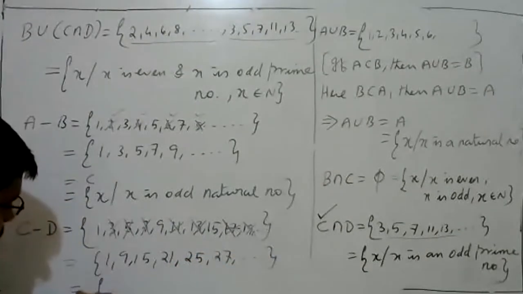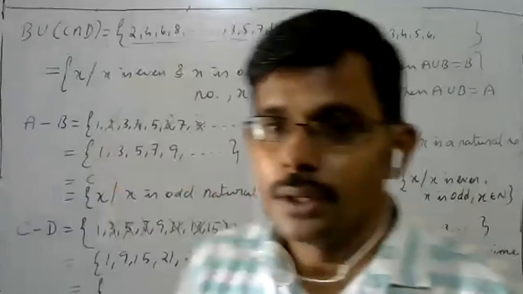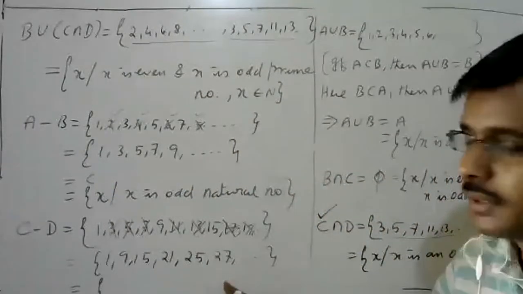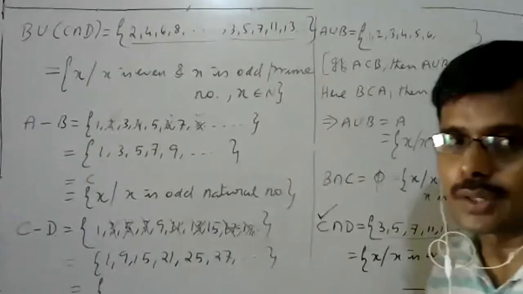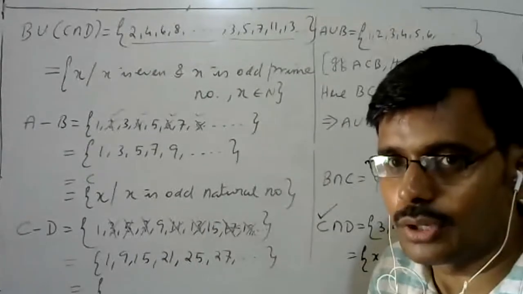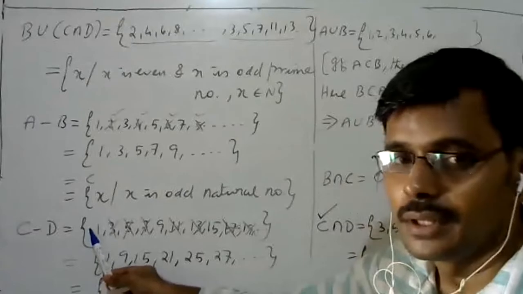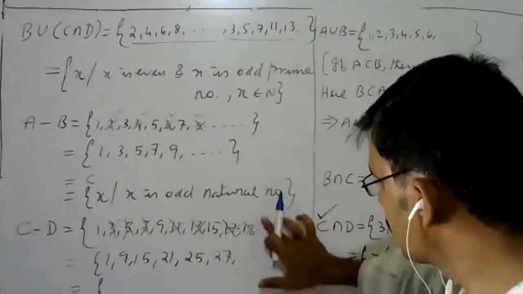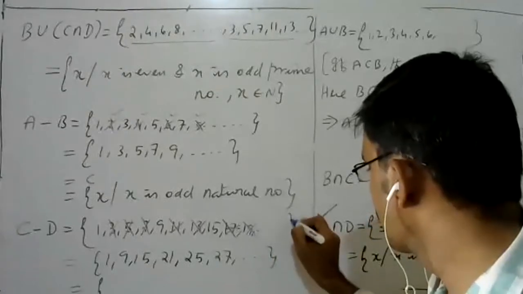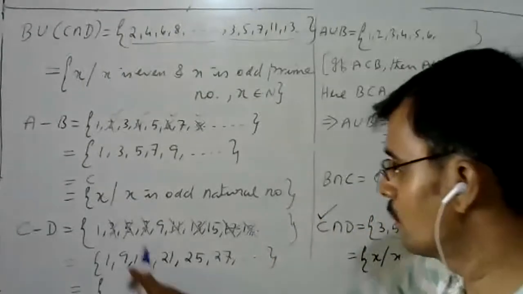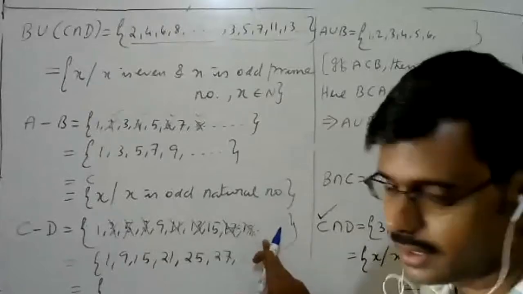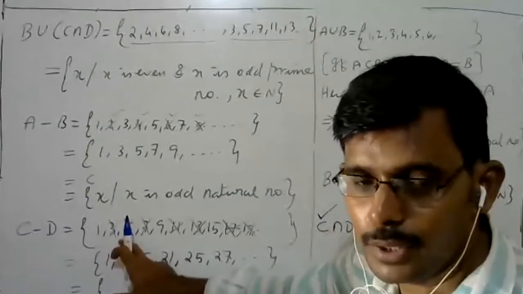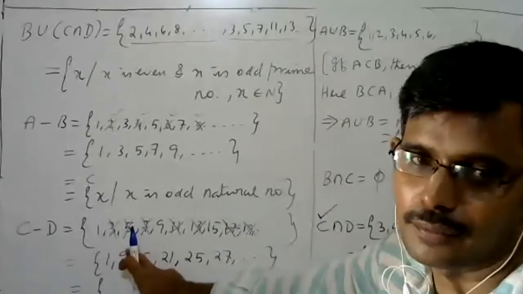How to write it in set builder form? These are the elements, in roster form. This is your C minus D. I repeat, how to write C minus D? C minus D means first of all write all the elements of C, going up to infinity. Write all the elements in C and verify whether these elements belong to D or not. If it belongs to D, remove this element from the set.